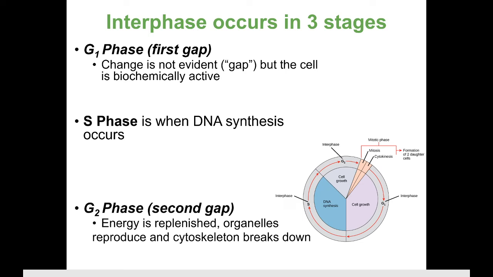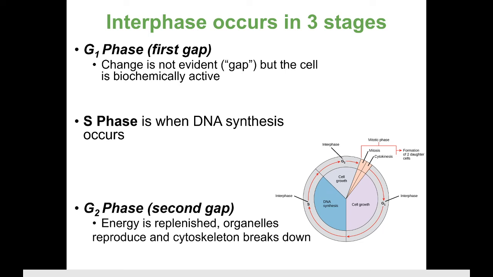So S phase, synthesis, synthesis meaning to build. It all makes sense. And then you have the G2 phase, or the second gap phase. Within this phase, you start to replenish energy. So DNA synthesis takes a considerable amount of energy. So it would have been hard for the cell to go directly from the S phase into the mitotic phase. So you've got this gap 2 phase where the cell can replenish its energy and get ready to divide.